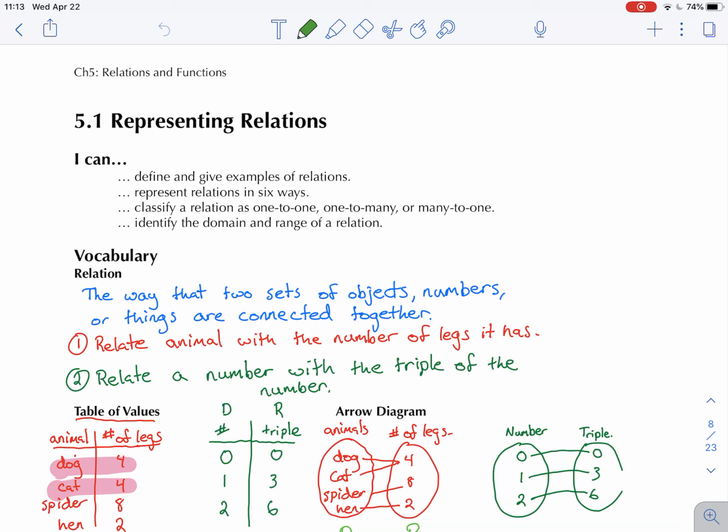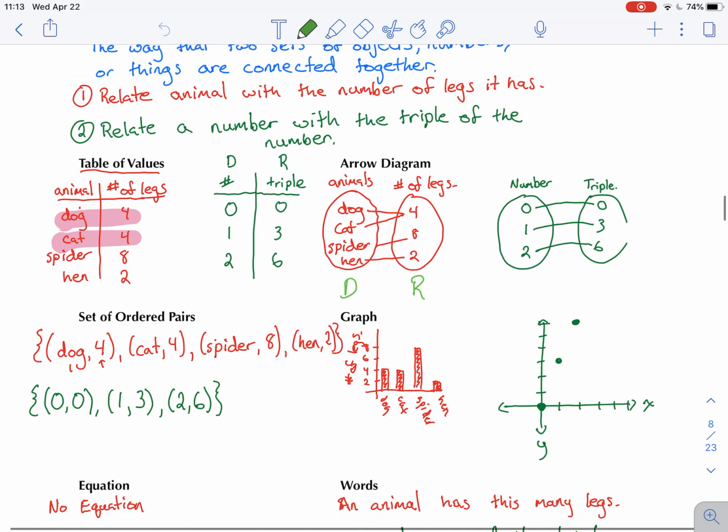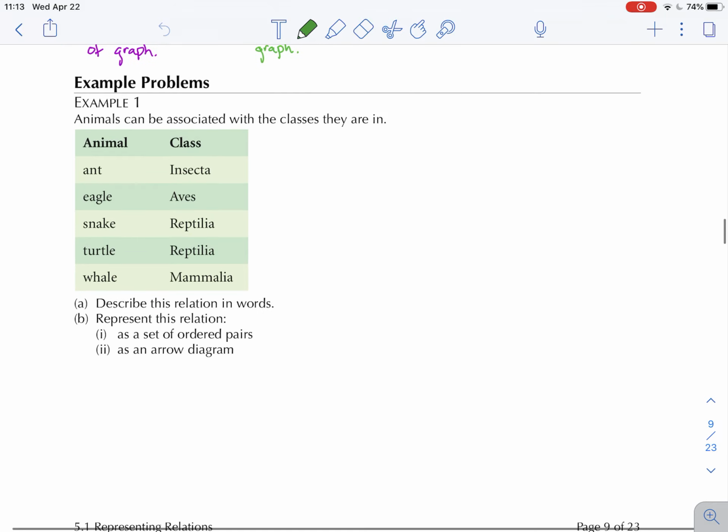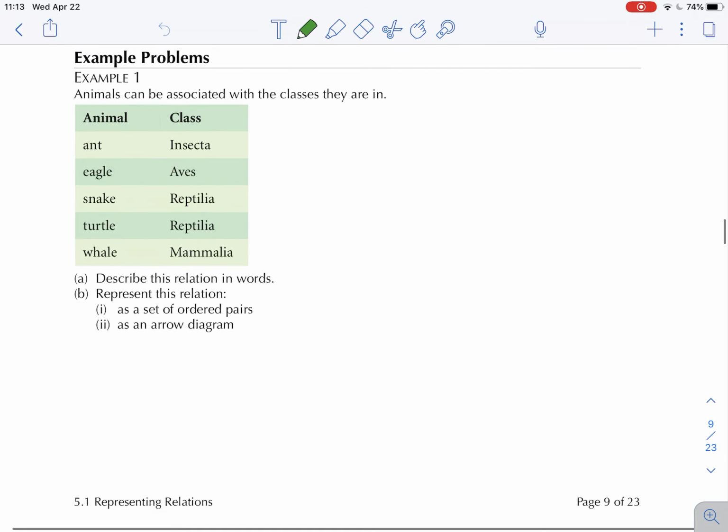Hello, this is Mr. Stein, and in this video we are going to go through the example problems for section 5.1, representing relations. If you remember, in this section you should be able to define and give examples of relations, represent relations in 6 ways, classify relations as one-to-one, one-to-many, or many-to-one, and identify the domain and range of a relation. Let's go down to our example problems.